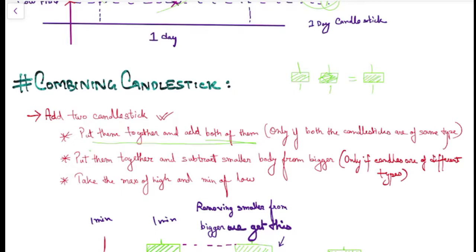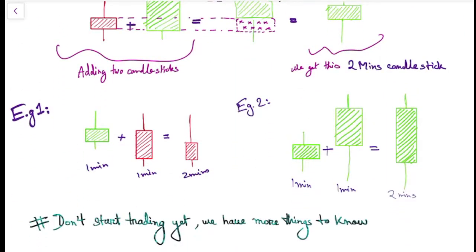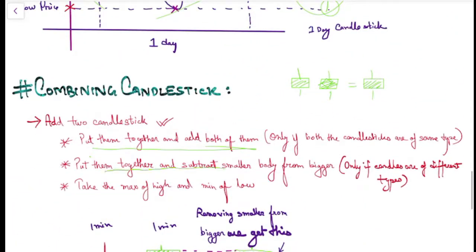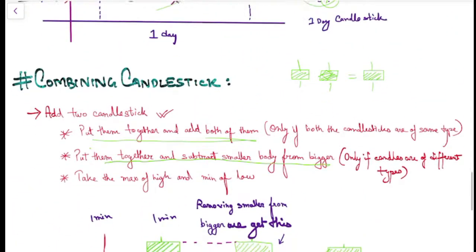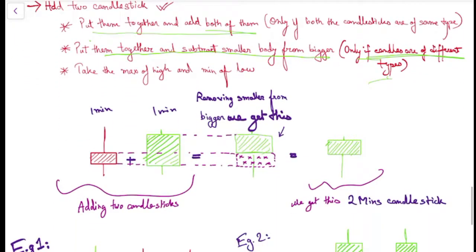Let me show you an example. Here you can see both the candlesticks are of the same type, so I'm taking the union of both the candlesticks. Similarly, we put them together and subtract the smaller body from the bigger one only if both the candlesticks are of different types. In this case you can see that both are of different type. I'm taking both of them together and then subtracting the smaller one, and I will get the combined candlestick.